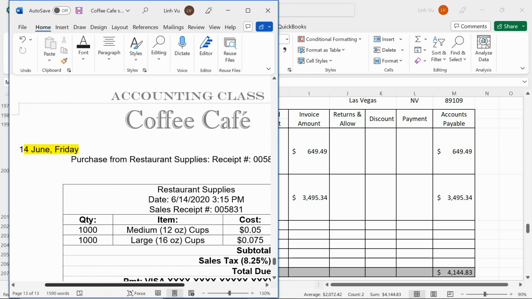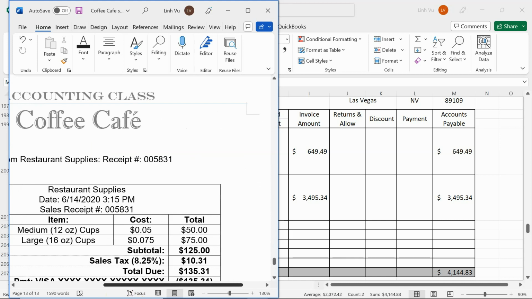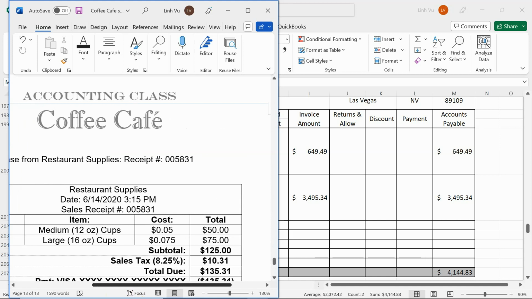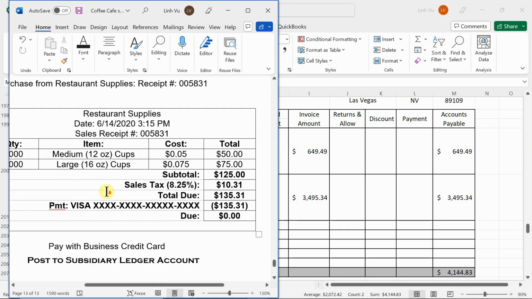Right? So in this case, we purchased from Restaurant Supplies receipt number 005831. We purchased some medium cups and some large cups. The medium cups are 12 ounces, while the large cup is 16 ounces. It's 5 cents per medium cup and 7.5 cents per large cup. So here are the calculations. You got taxed because you went to the store and purchased it. So therefore, it cost you $10.31, and you used your Visa credit card to pay for it. So what did I buy? How did I pay for it?